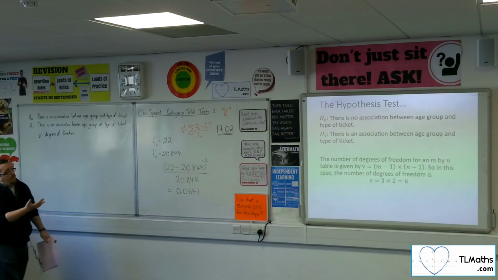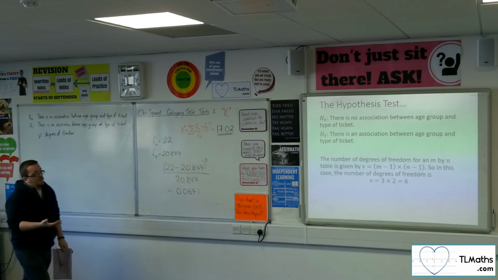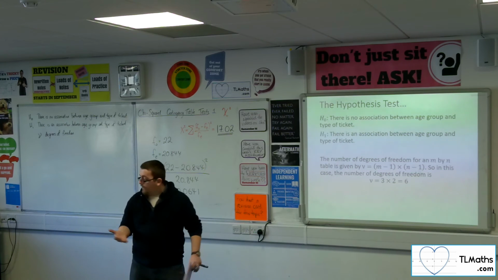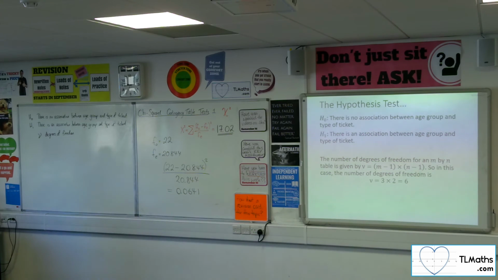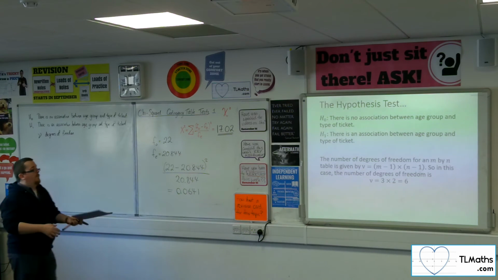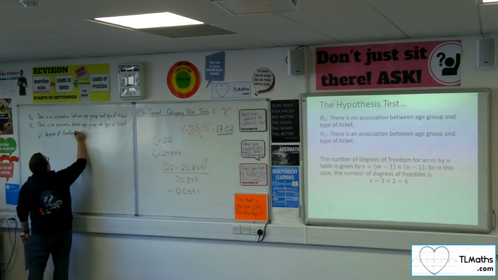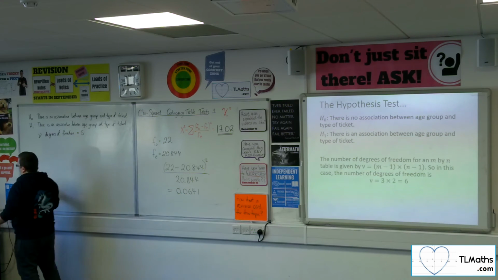So in our case, what did we have in ours? We've got 3 columns and 4 rows. So we just do 2 times 3. So the number of degrees of freedom in our case is 6.